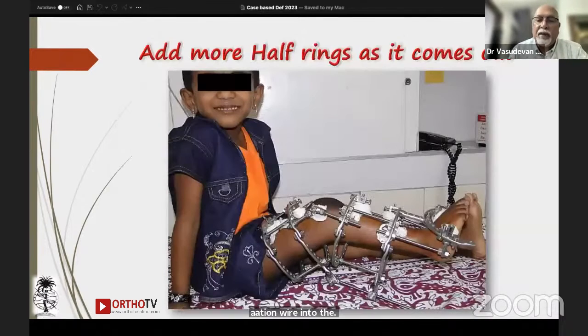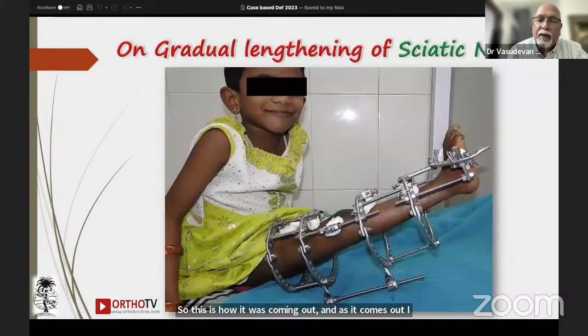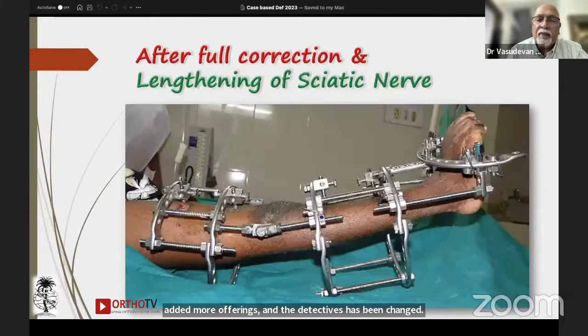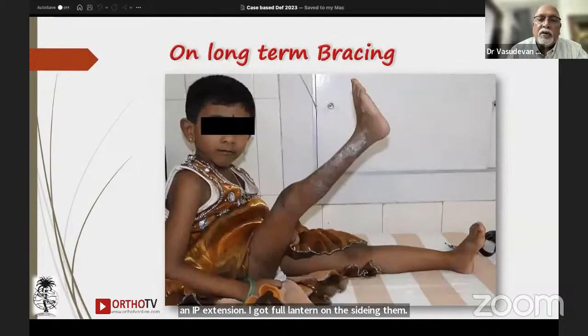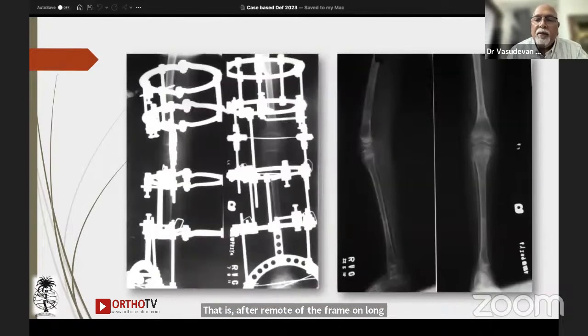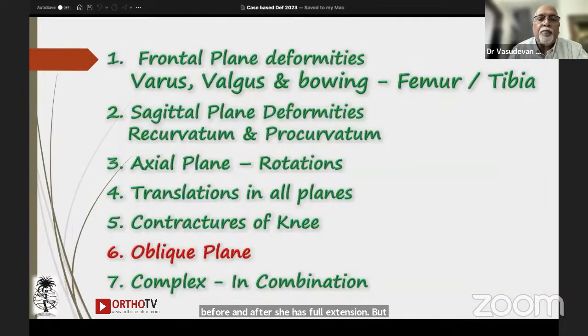So this is how it was coming out. And as it comes out, I added more half rings and the distractor has been changed. So I got the full correction like that. And that is how, even with hyperextension, I got full lengthening of the sciatic nerve. That is after removal of the frame, on long-term bracing. Before and after, she has full extension, but there's a lag there.